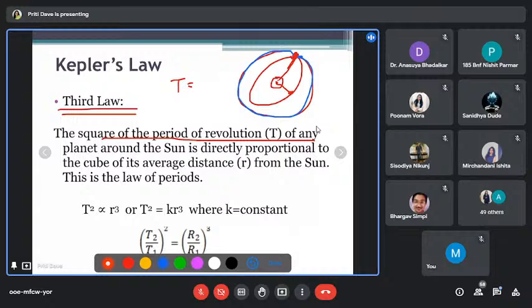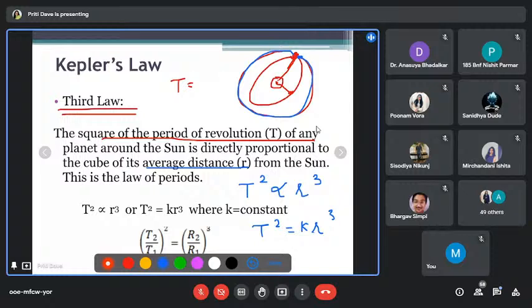And he found out, with his theoretical calculations and observation, that the square of the time period of any planet around the sun is directly proportional to the cube of its average radius. So T square is directly proportional to R cube, or T square is equal to K R cube, where K is a constant.